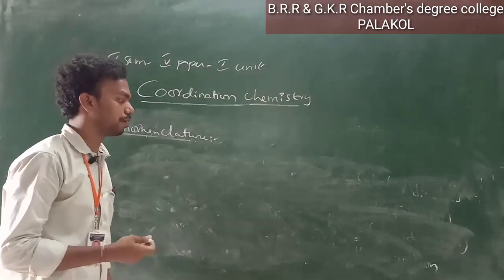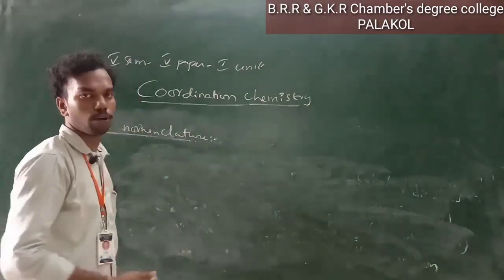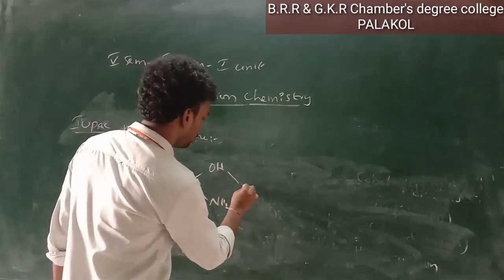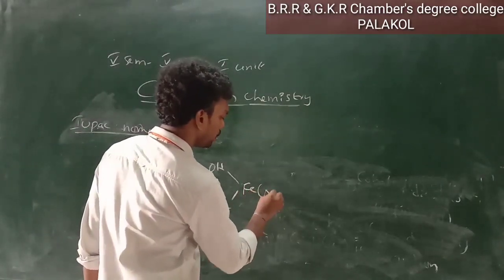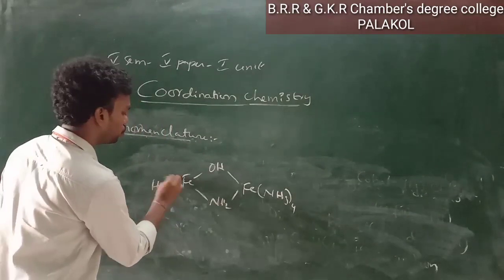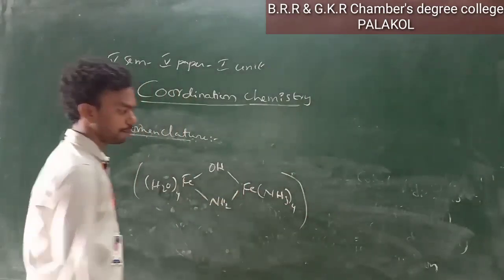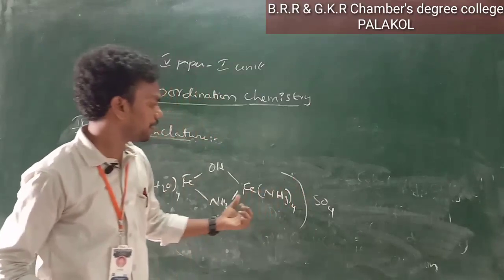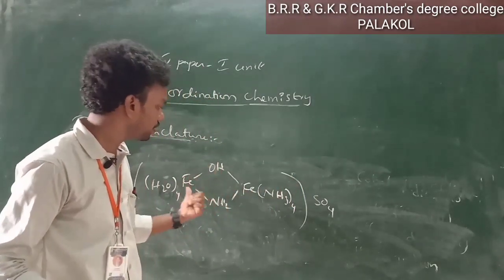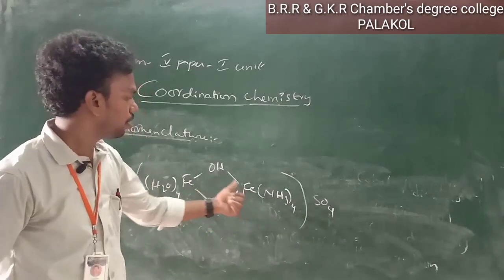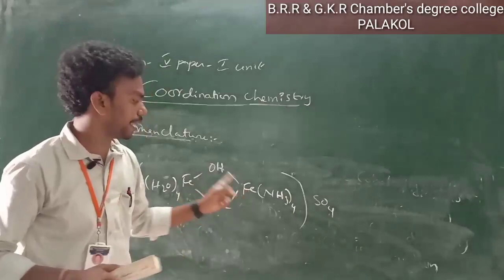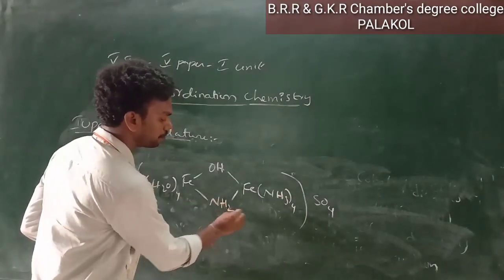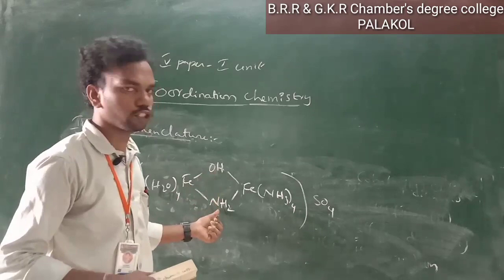Right. Last example I take: let's take bridging complexes. Fe(OH)(NH2)Fe, with NH3 4 times, H2O 4 times, SO4. Over the coordination sphere here we have two irons, a complex which contains two metal atoms, with two ligands bridged between these two metal atoms. OH acts as a bridging ligand which connects these two metal atoms. NH2, that is amido, NH2 minus. Here they are anionic ligands, OH minus and NH2 minus. These two are the bridging ligands.